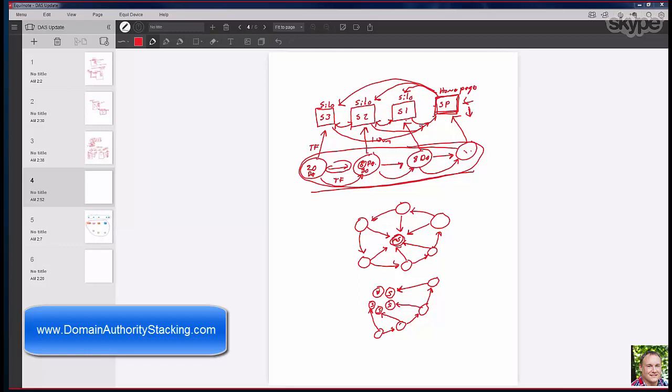Mm-hmm. So what happens by doing this, because we're spreading out the links, we're not really losing any of the link juice because of the way the silo works. And as you can see, these arrows even get more crazy. They all link to each other. So it's buoyant link juice, I would say.